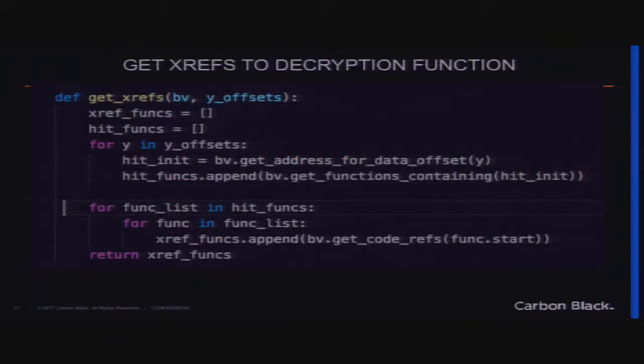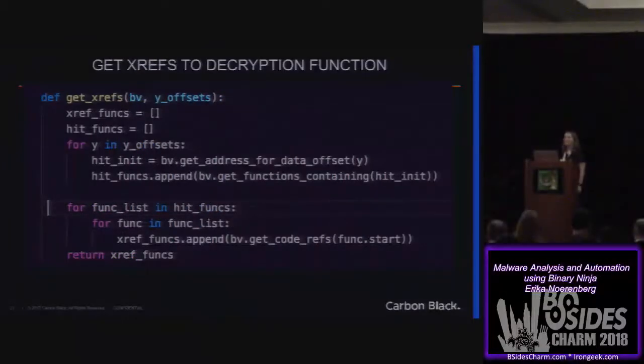The XREFs, again, pretty simple. In the binary view, you've got this get address for data offset. This is the other nice thing. Even though they're sometimes kind of long to type out, it's nice that the actual functions and API calls that you're referencing are very descriptive. So get address for data offset, pretty self-explanatory. We're going to take an offset and get the actual raw address for that.